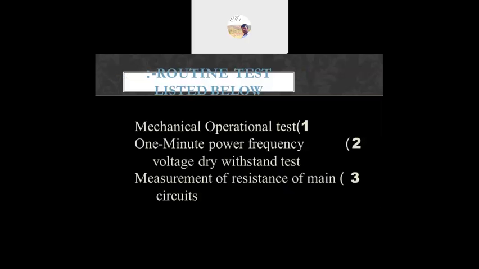So here, the routine tests. In the routine test, the first one is a mechanical operational test. Another is the one minute power frequency voltage withstand test, that is another method. Then measurement of resistance of the main circuit. So these are the three routine tests that will be done on the circuit breaker.